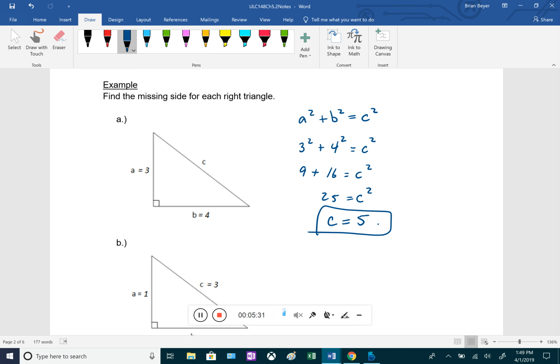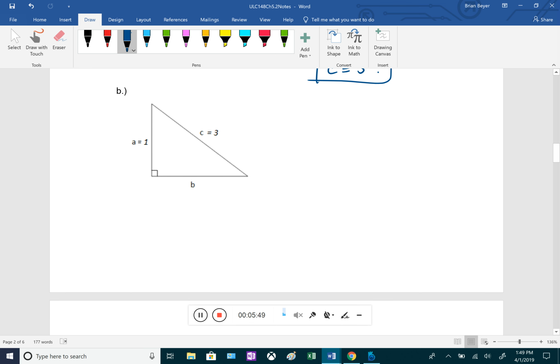So notice that these are all whole numbers, right? We have the sides of a right triangle are 3, 4, and 5. They're whole numbers. When we have the sides of a right triangle that are whole numbers that satisfy the Pythagorean theorem, that's something called Pythagorean triples.